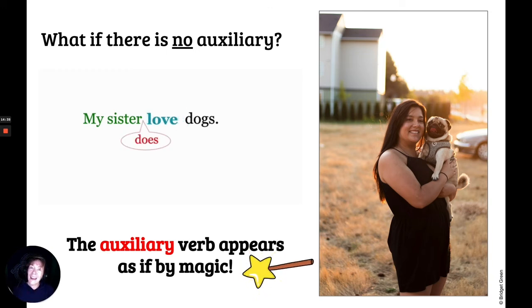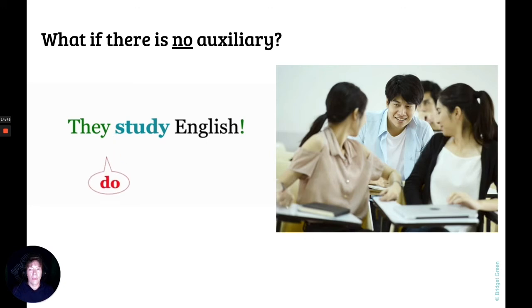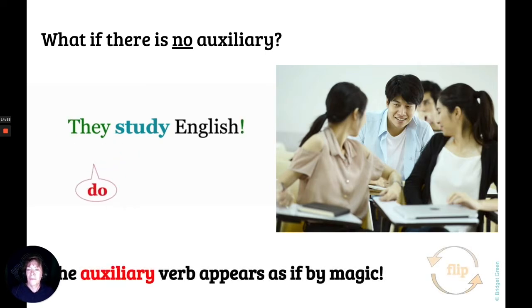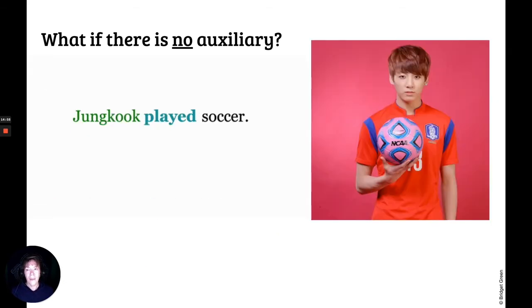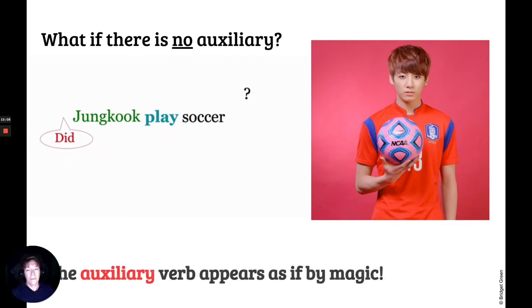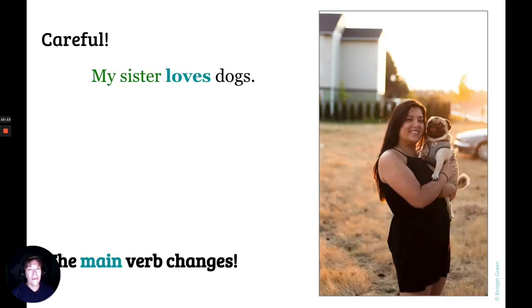Ding! Now, does your sister love dogs? Is the question. Right? Here's another example. Do appears and flips, and there's the question. Okay, do they study English? Now notice this one is in the past tense. So it's not do or does, it's did. Okay, and flip. Nice job. Did Jungkook play soccer?